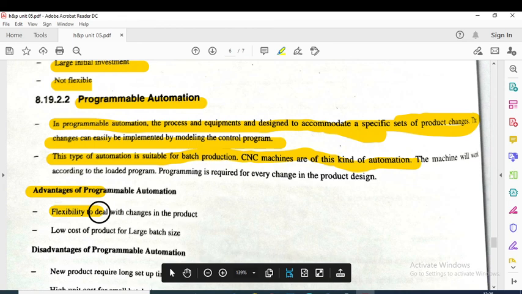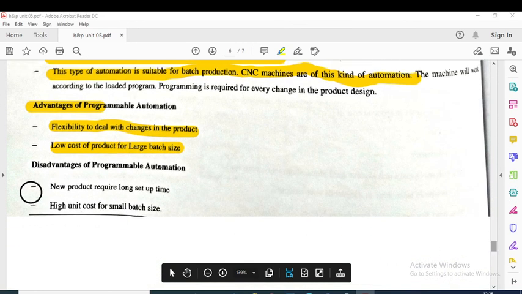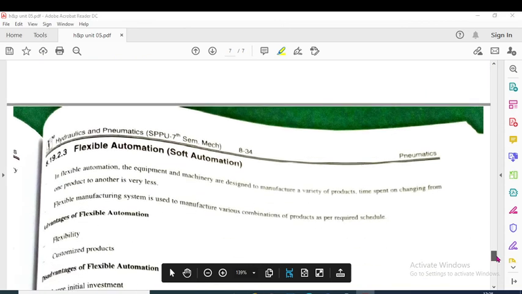The advantage is that it is flexible to deal with changes in the product. It has low cost of product for longer batch sizes. Disadvantages can be stated as: a new product requires long setup time, and there is high unit cost for small batch sizes. This is the disadvantage of this system.